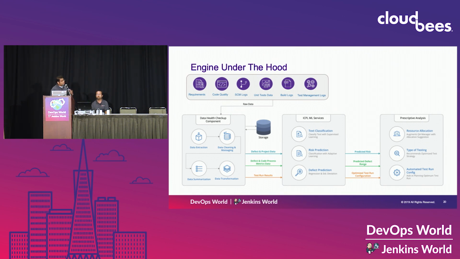Anyway, right now I just wanted to jump under the hood and talk to you about how we are actually doing it, right? So again, data is key. Data comes from various sources. In this particular case, we are getting the data from the requirements management tool, the code repository, the code quality tool that we have, in this case Sonar, unit test data that is getting generated, of course, the build logs that are coming out, and also the test management data. All this data is coming to the engine.